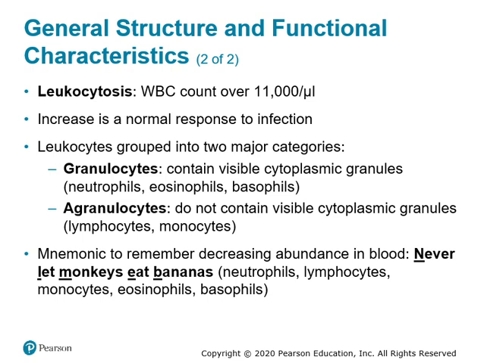Now also keep in mind, you want to know what is the most abundant and least abundant cell when it comes to white blood cells in the blood. And a mnemonic that makes it easy to remember that decreasing abundance in the blood is "never let monkeys eat bananas," because neutrophils are the most abundant, followed by lymphocytes, then monocytes, then eosinophils, then basophils. So basophils are the least abundant.